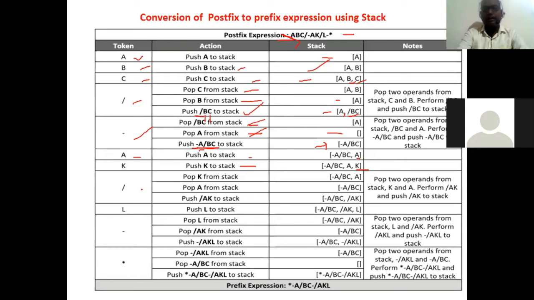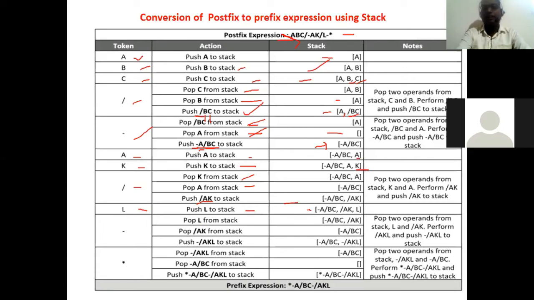After that again there is a division. So division is an operator. What you have to do, you have to pop two elements from the stack and perform the division operation. So pop K and pop A, pehla pop karoge to K pop hoga, then second pop karoge to A pop hoga. So you have to apply the division, so divide A K, it is a concatenated string, you have to add it to the stack. So minus A divide BC comma divide A K. Now the next symbol is L. So L is an operand, so you need to push it to the stack.